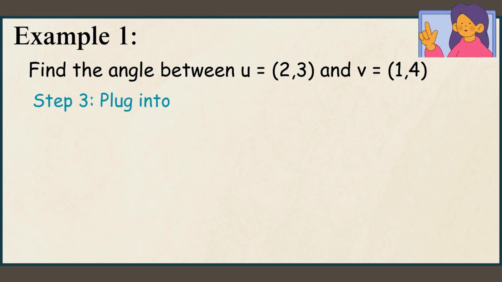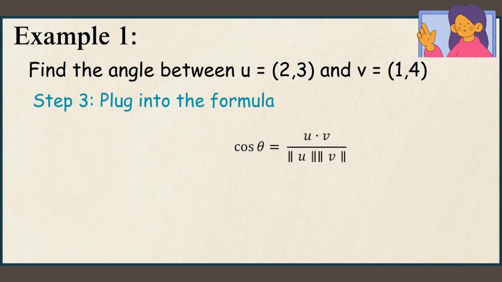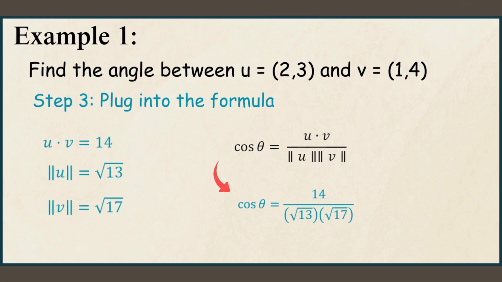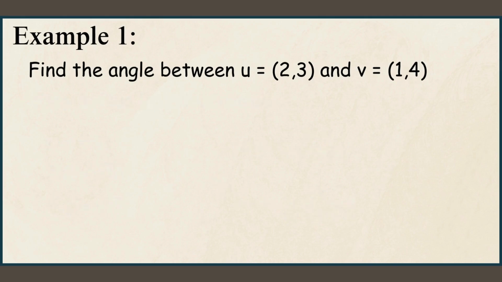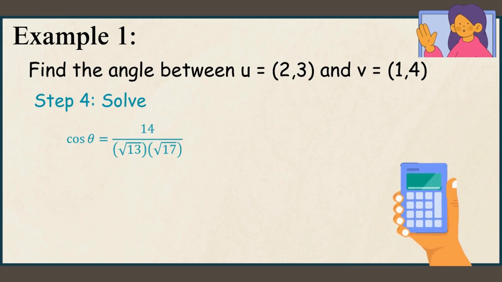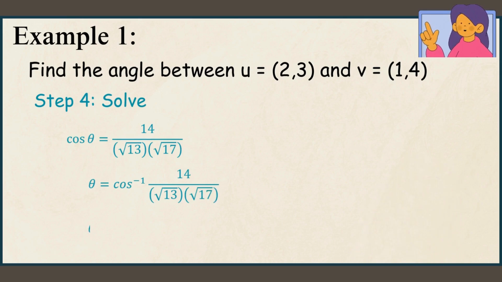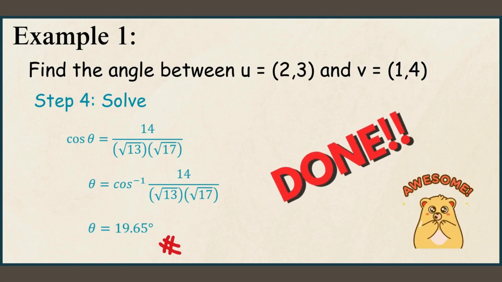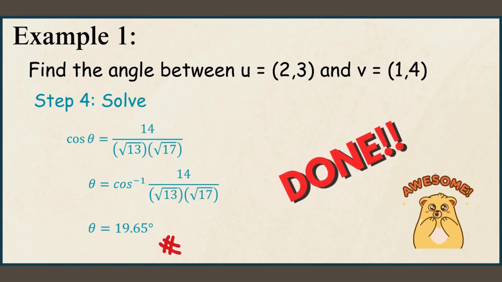Now, based on the formula that I have shown you guys before, we will substitute the information that we have calculated just now. For this part, you can use a calculator to compute the value. This gives us an angle of approximately 19.65 degrees. So now you know how to find the angle between two vectors.